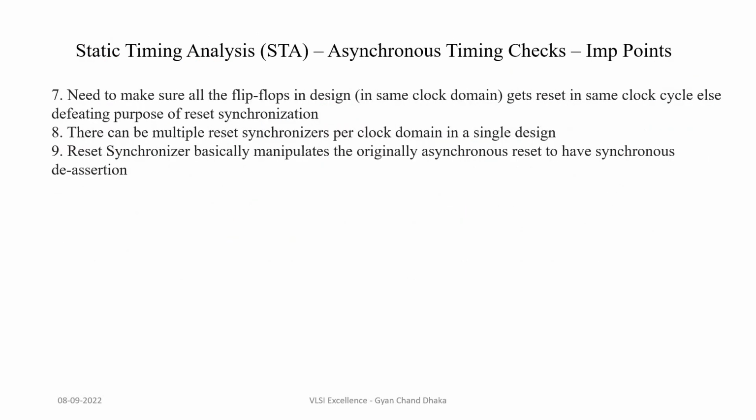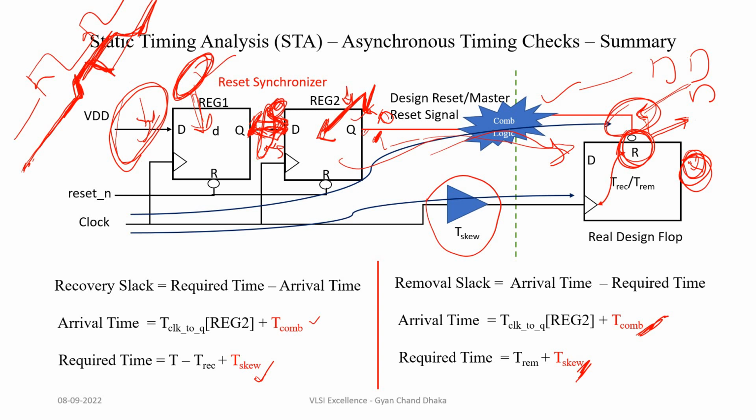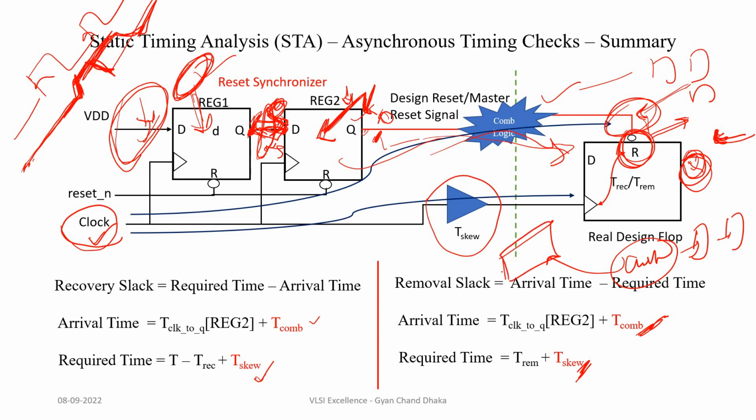The further point is there can be multiple reset synchronizers per clock domain. So here, if you see, this is our clock signal, and all these flip-flops are getting reset with respect to this clock. If there are other flip-flops getting different clock signals, then we need a different reset synchronizer in that particular clock domain to reset those flip-flops. So however many clock domains are present in our design, we need that many reset synchronizers ideally.